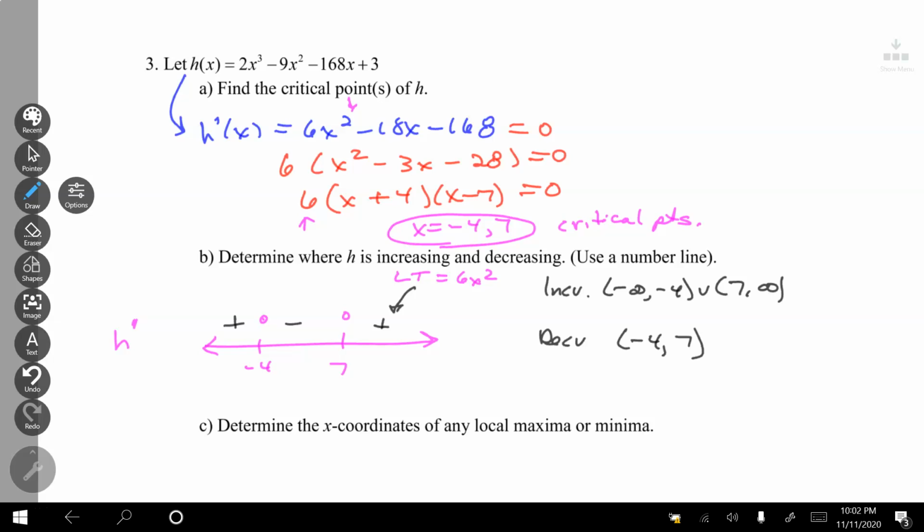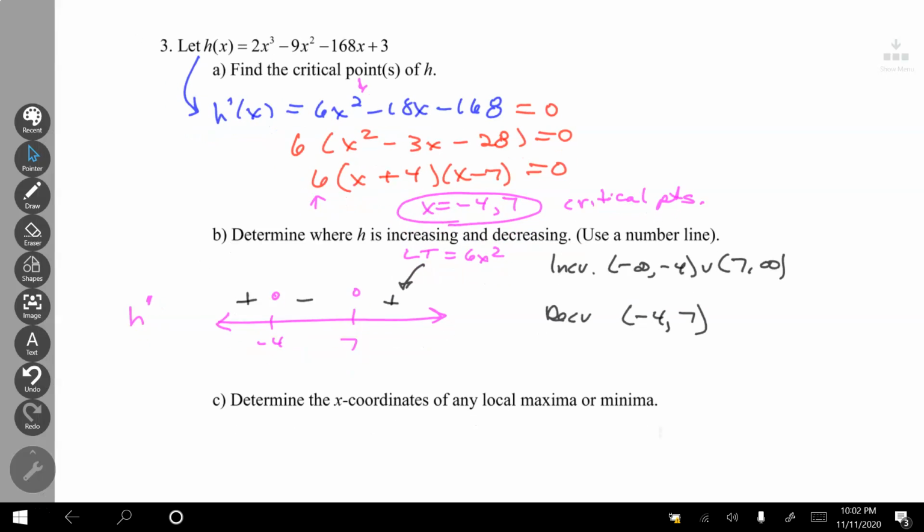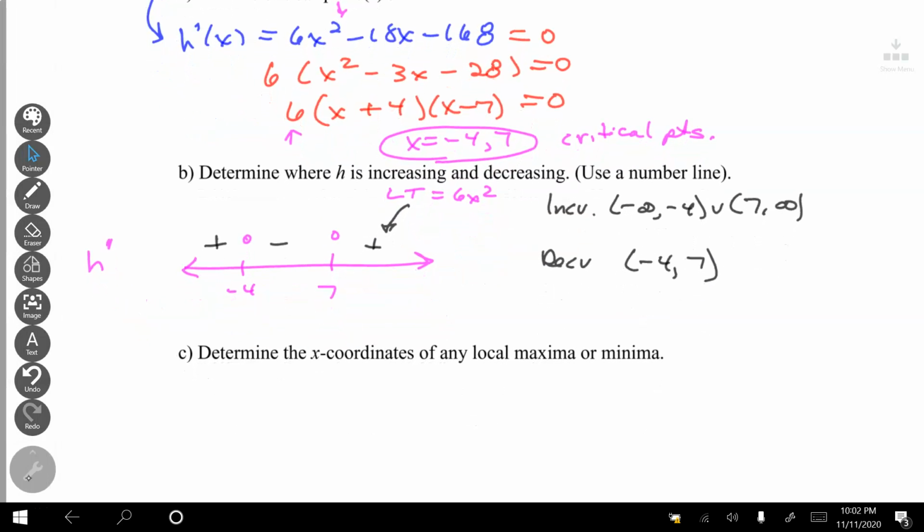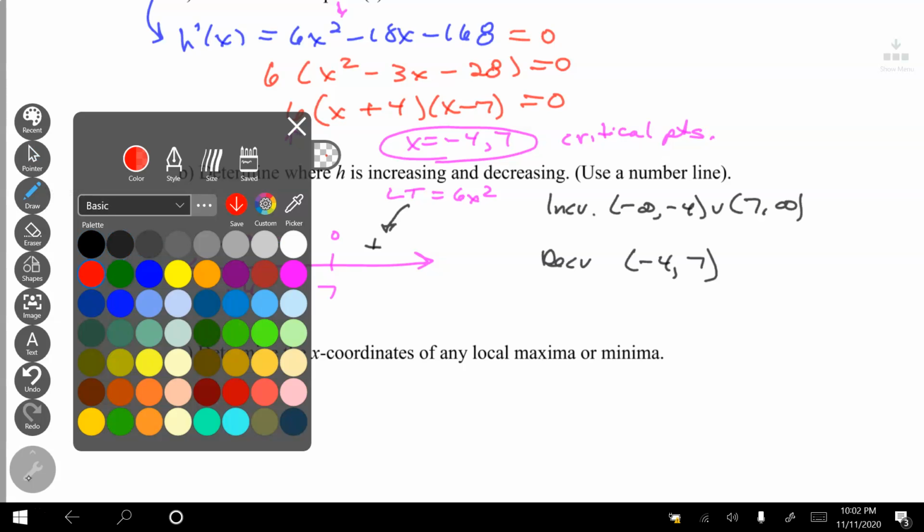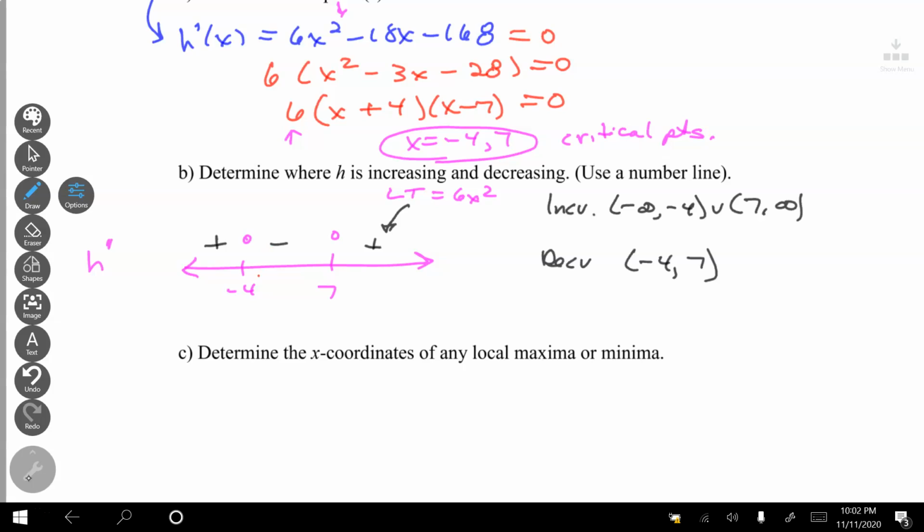Now, how can I tell if something is a min or a max? Let me move this up just slightly. Well, I have to look at the trend for the slopes. When I look at this, it goes positive, 0, negative. This is a max. So I have a max at x equals -4 because my derivative goes positive, 0, negative. And this is a min at x equals 7 because my derivative goes negative, 0, positive.